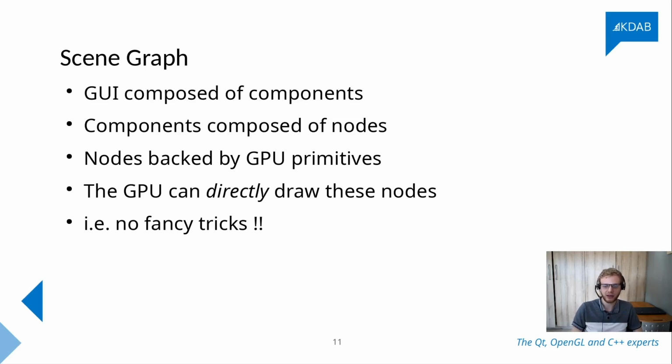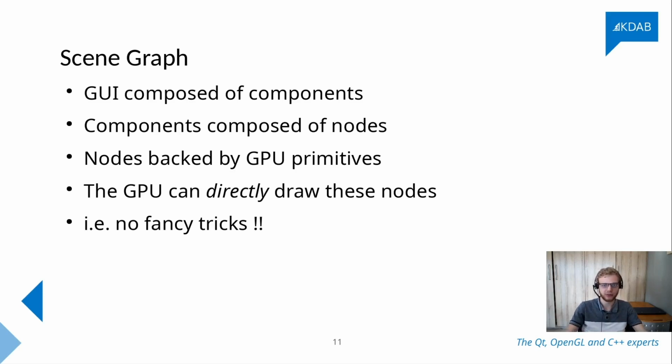And the nice thing about this also is that the node understands how to update itself on the GPU. So if you, for instance, change the color of your rectangle from blue to red, the only thing that the node needs to do is upload the new uniform to the GPU. Everything else is already on the GPU.